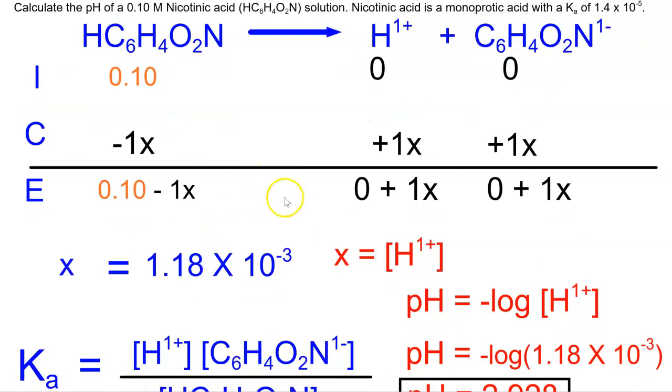So now we know that this x that we just solved for represents the x here. Remember, this was just x. It's 0 plus 1x, so this would be 1.18, and that's what we need. We need H plus concentration to solve for pH. This would be 1.18 times 10 to the negative third, and this would be 0.1 minus 1.18 times 10 to the negative third. If we put in our calculator 0.1 minus 1.18 times 10 to the negative third, I still get 0.1 for my answer. That's why we can use that.